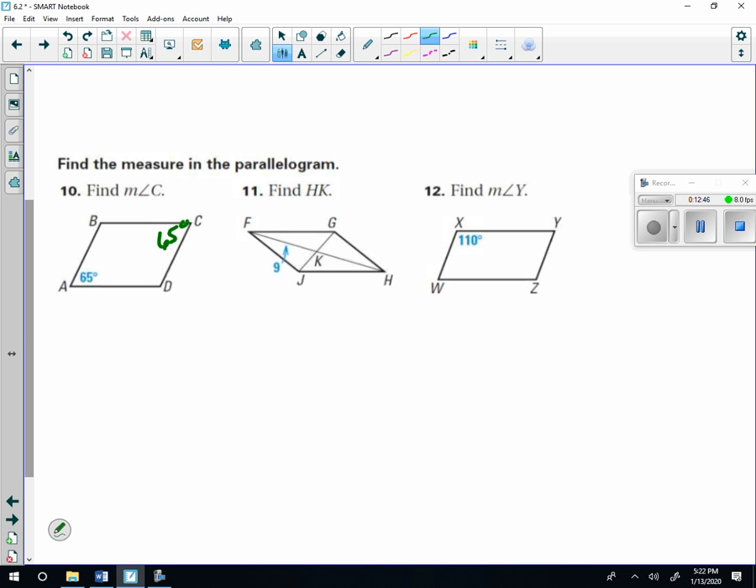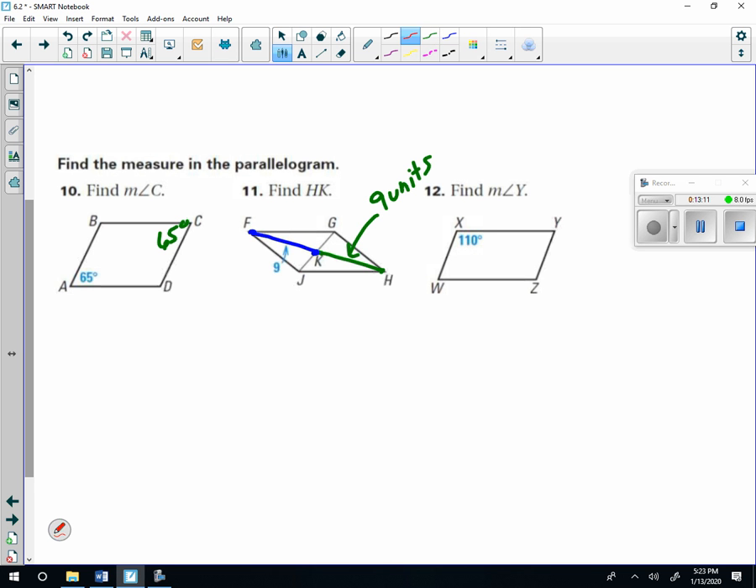Number 11 says find HK. So they're asking you to find the length of this segment. Well, the length of the blue segment, FK, is 9 units. Therefore, the length of the green segment has to also be 9 units. Why? Because the diagonals cut each other in half.